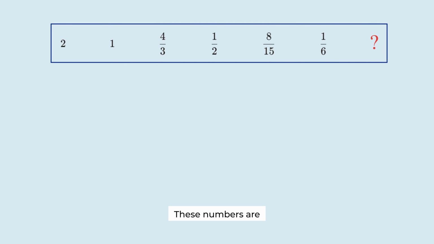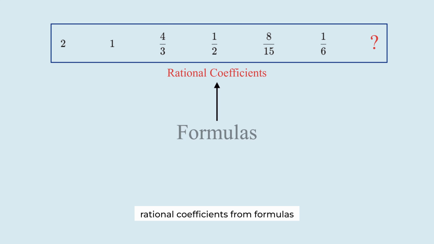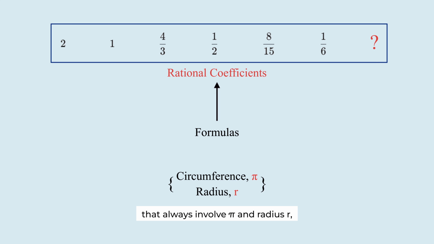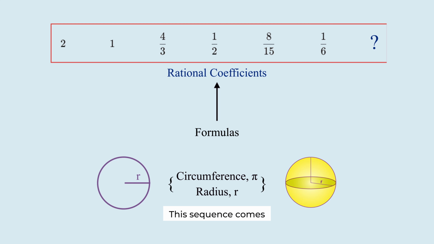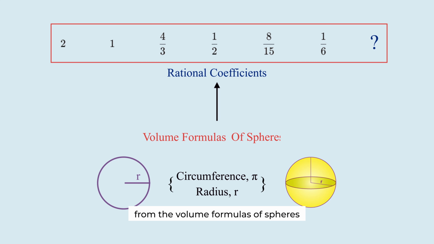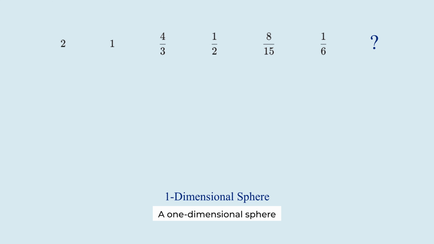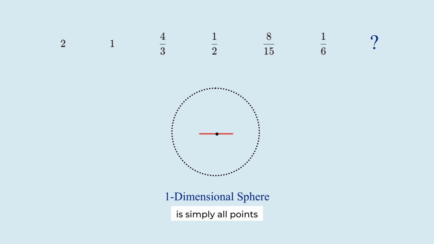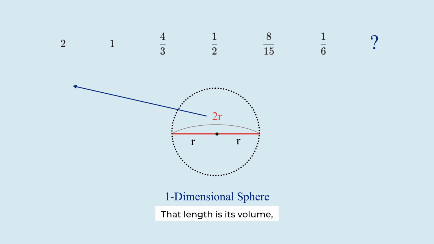These numbers are rational coefficients from formulas that always involve pi and radius r, which means circles and spheres. This sequence comes from the volume formulas of spheres in different dimensions. A one-dimensional sphere is simply all points within distance r from the center, a line segment of length 2r. That length is its volume, so the coefficient is 2.